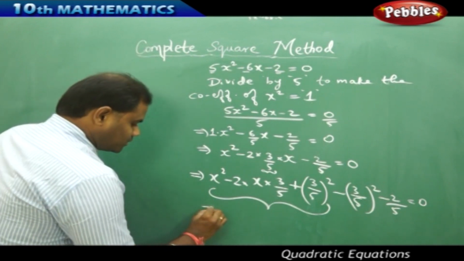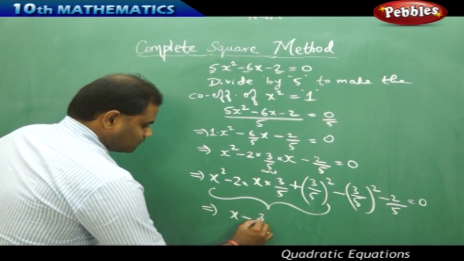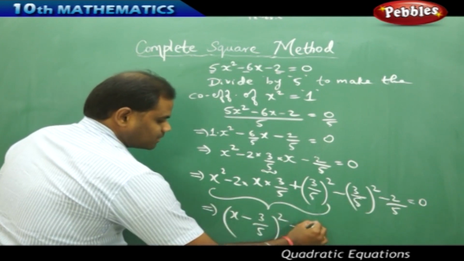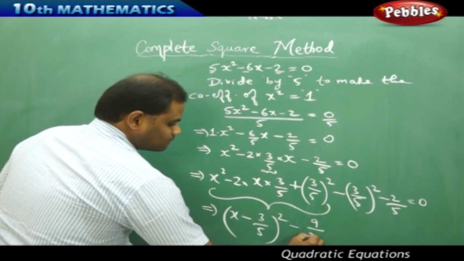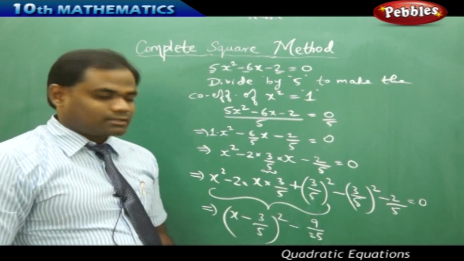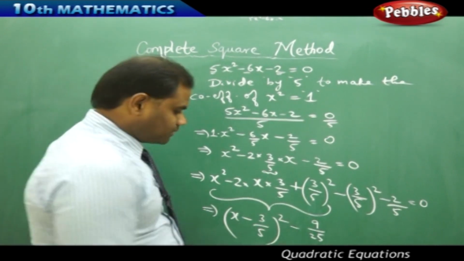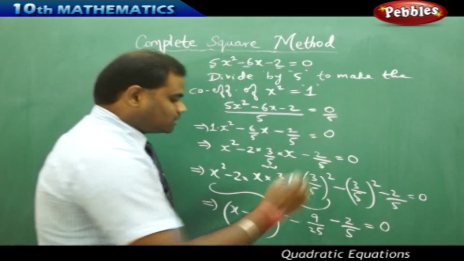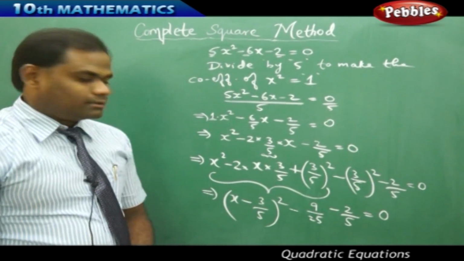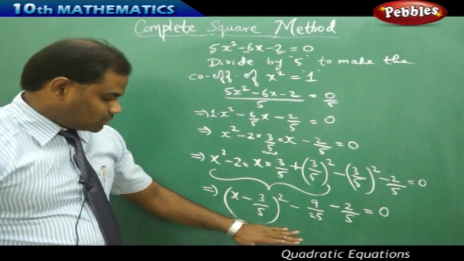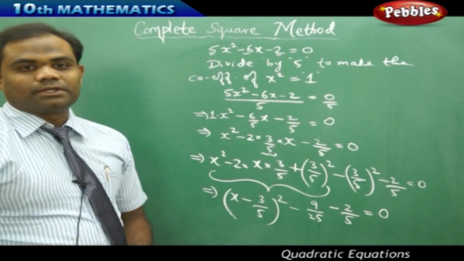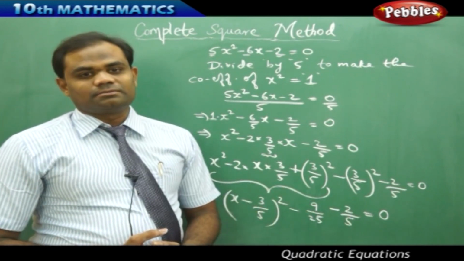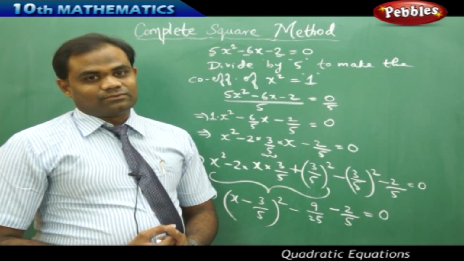So if this is reduced to the form (a minus b) whole square minus, this can be simplified with 9 by 25, because 3 square is 9 and 5 square is 25, minus 2 over 5 equals 0. That is how we obtain the perfect square. So now this is where the perfect square is obtained. Now the next step is about taking LCM and finally simplifying for x.